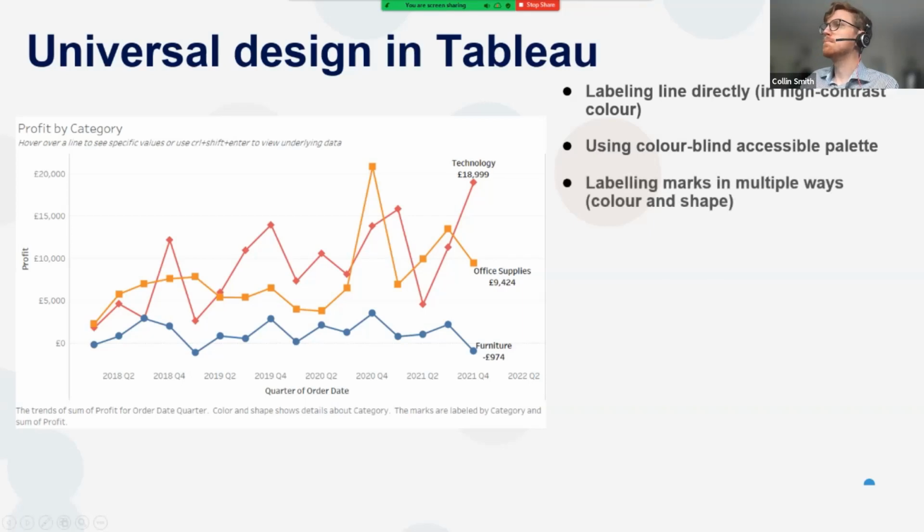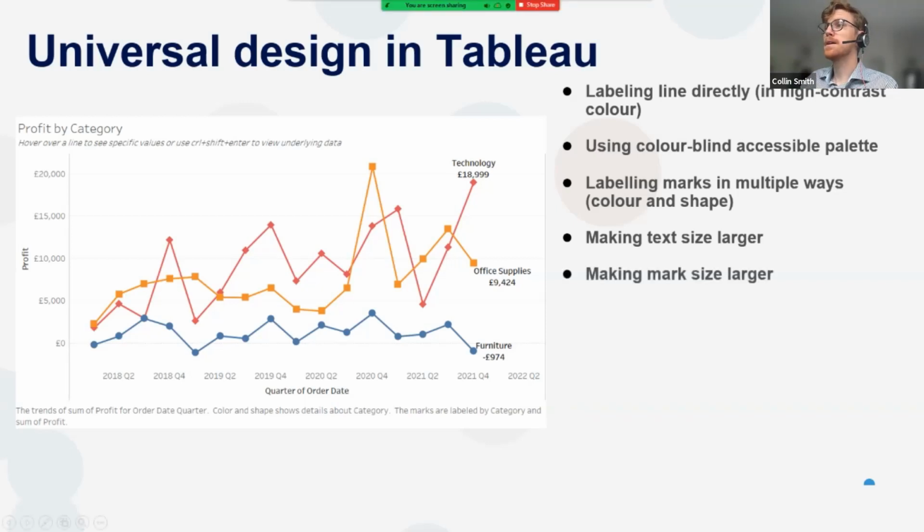I've labeled the marks in multiple ways. So in addition to differentiating these lines by color, I've also overlaid points that have different shapes. So I've got circles here for furniture, squares for office supplies, and diamonds for technology. I've made the text size larger. So I think the default in Tableau is about 10 points, which is kind of just at the bottom range of accessible font size. So I try to shoot for at least 12 points in my charts when I have the choice.